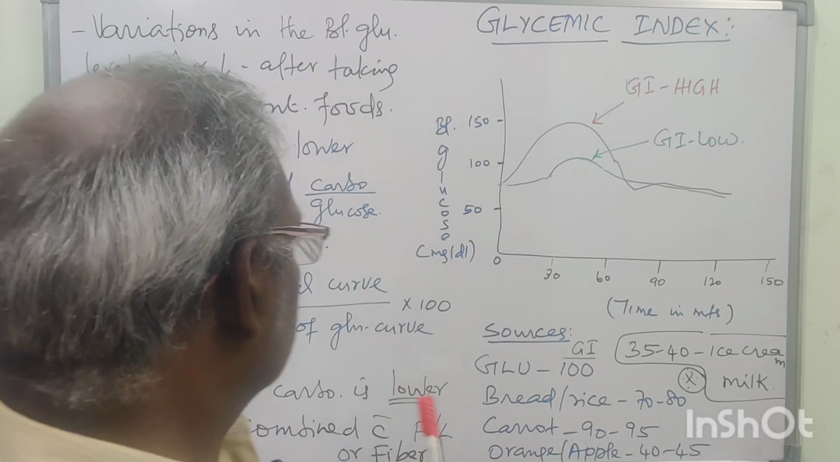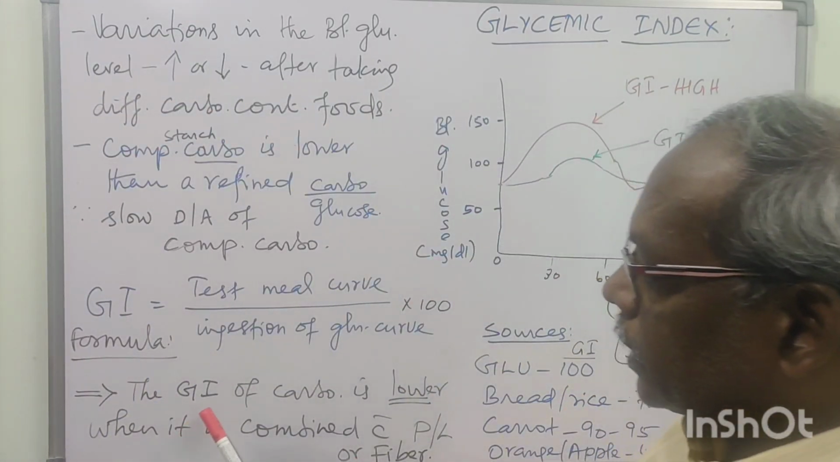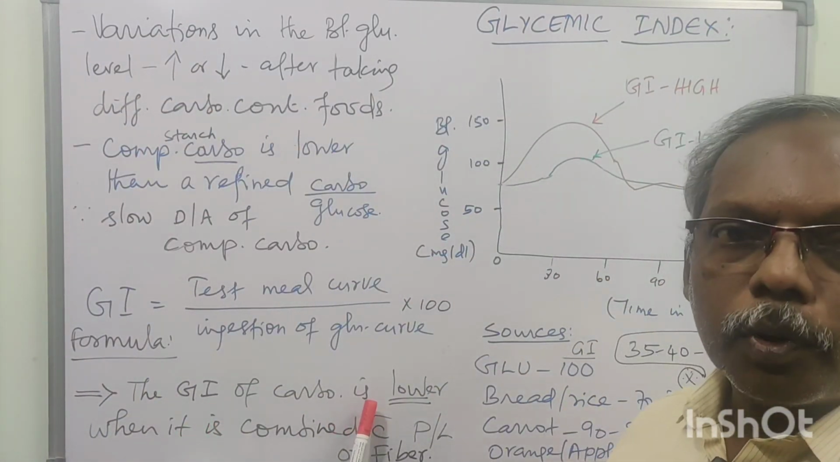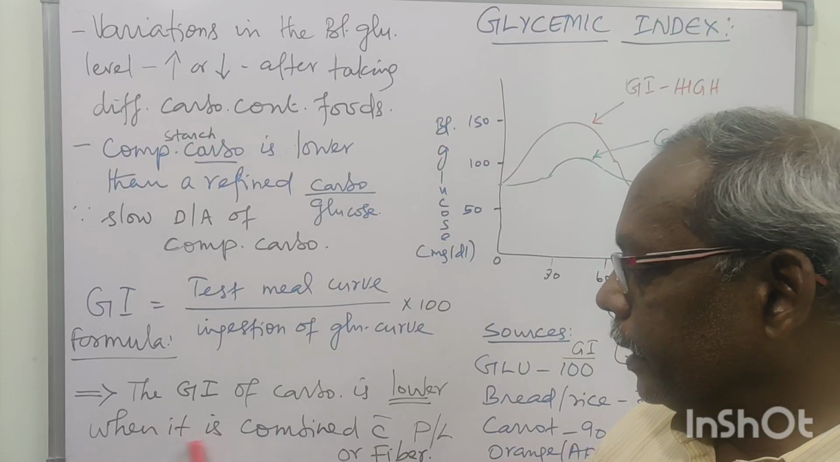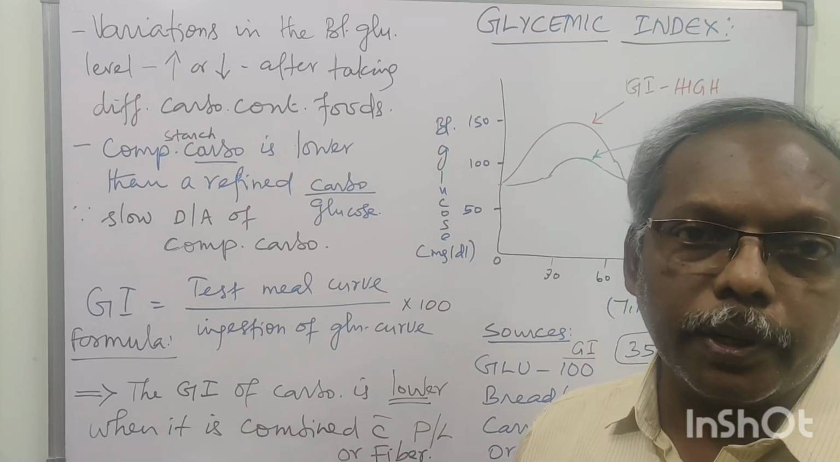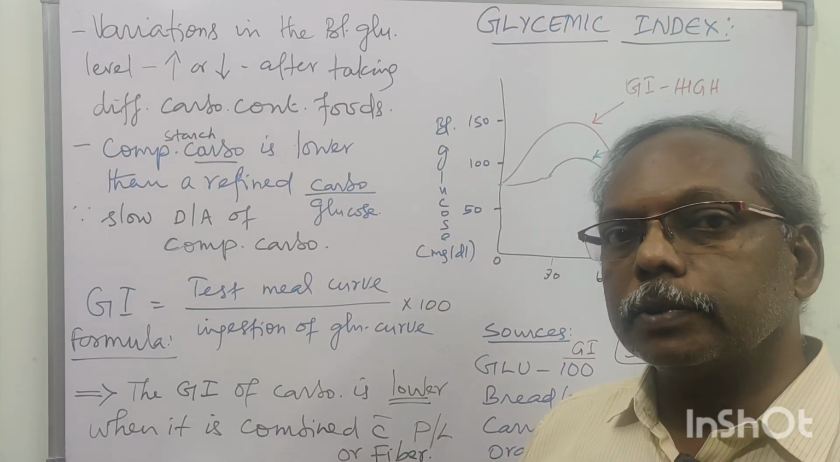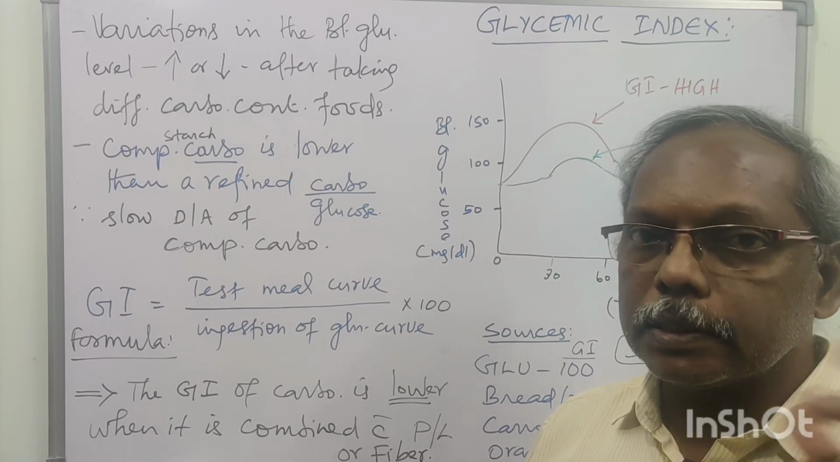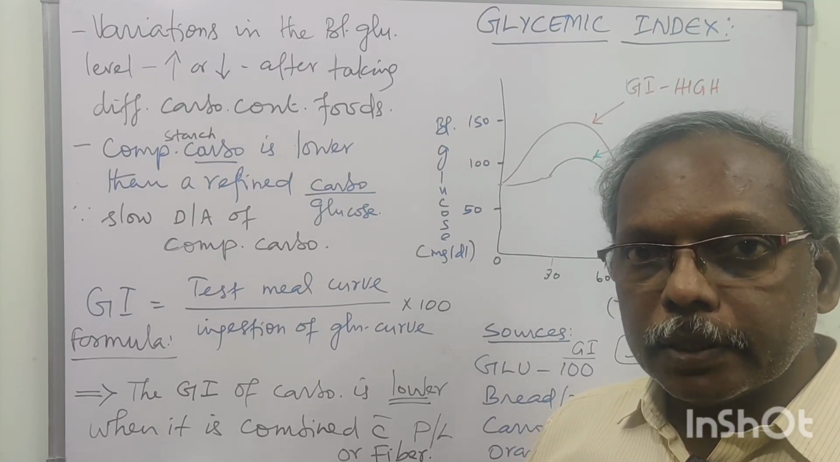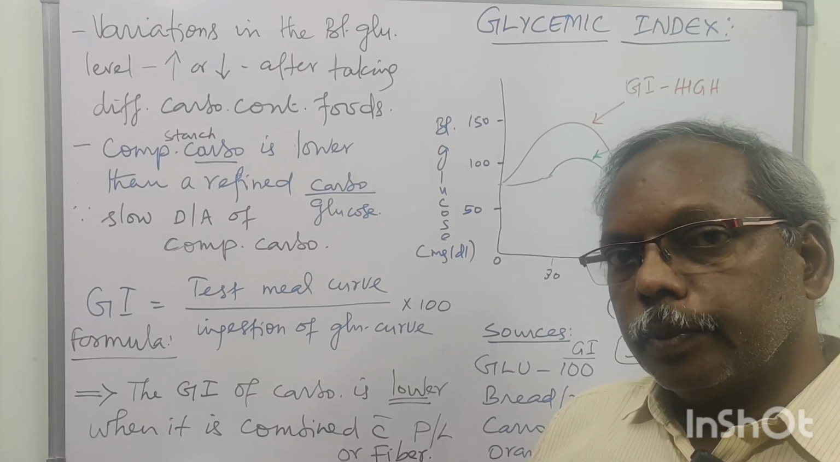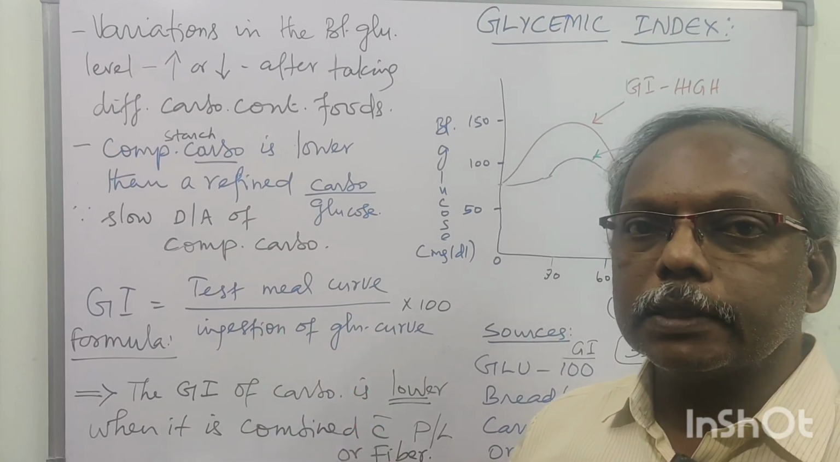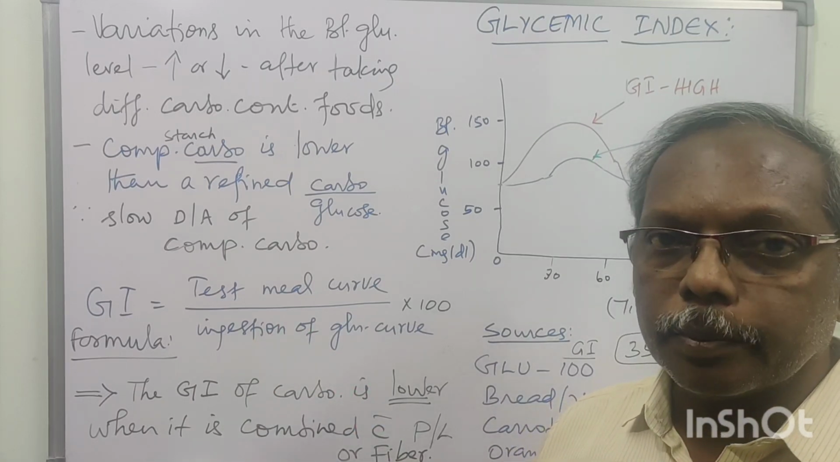The next point: the glycemic index of a carbohydrate is lower when it is combined with lipids, proteins or dietary fiber. The absorption and digestion will be slow, and then automatically the glycemic index will be low. This is another important point.